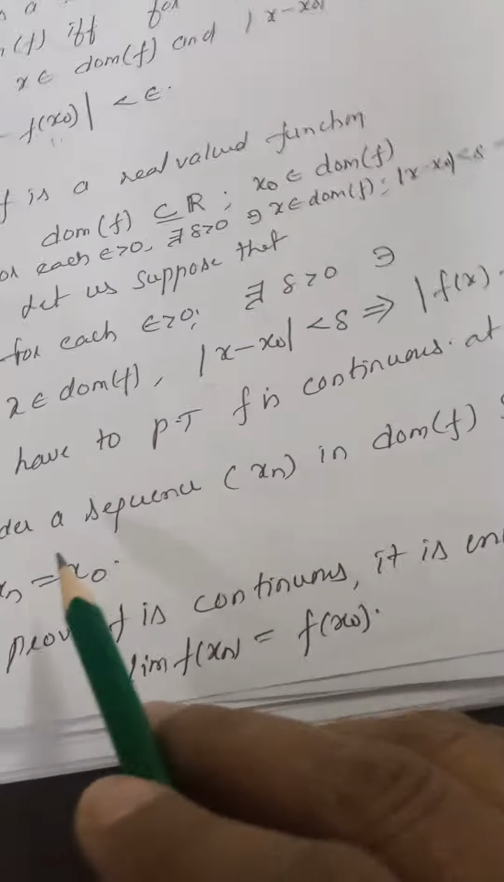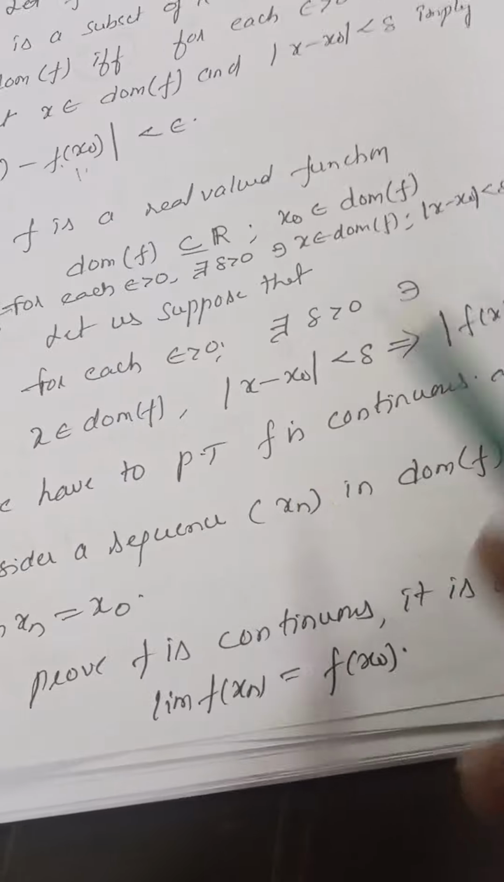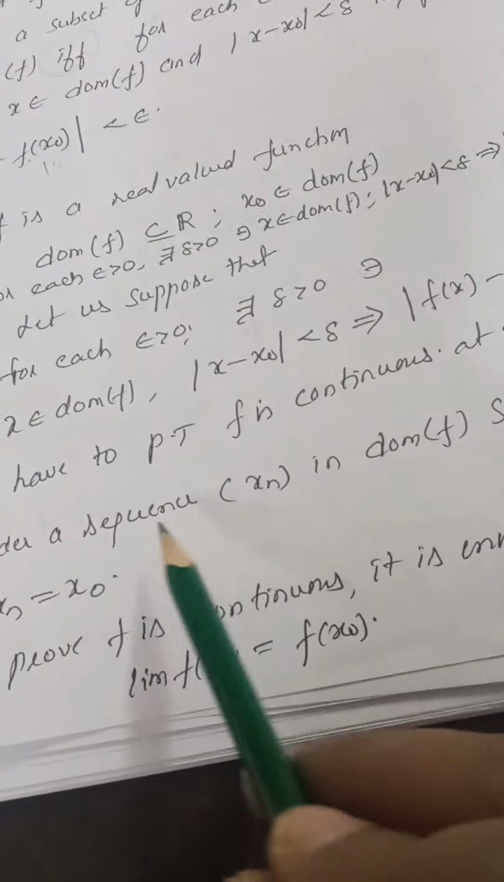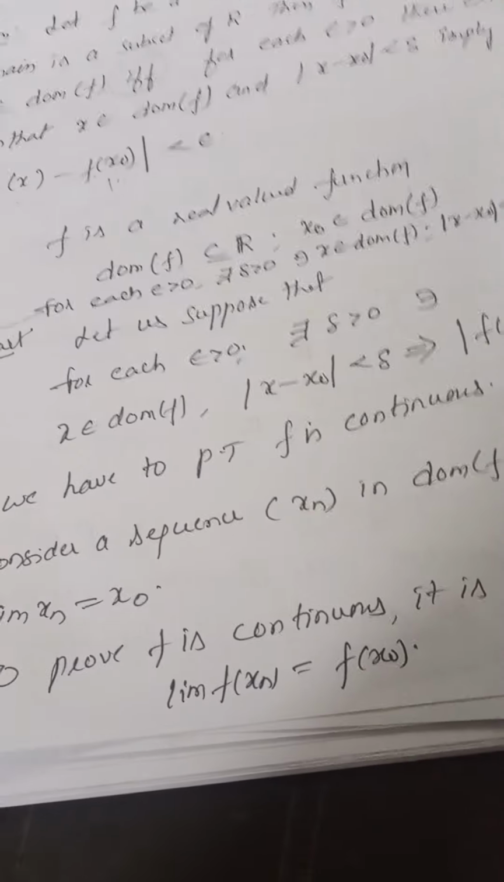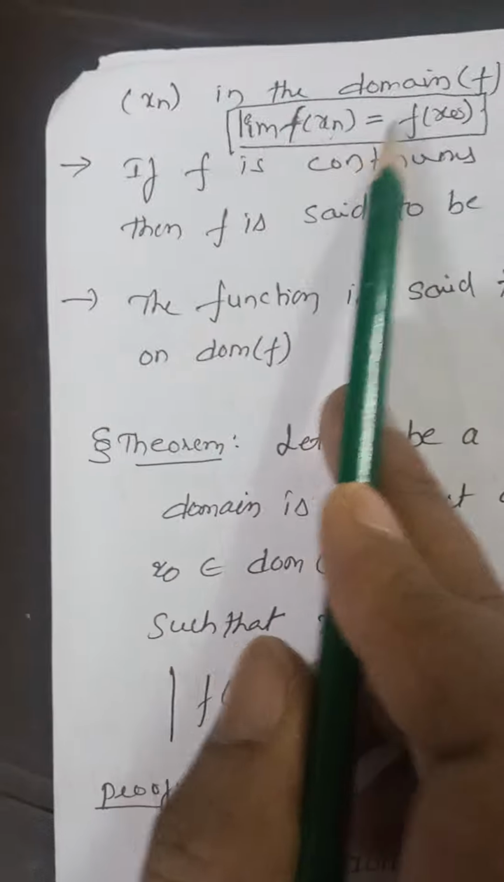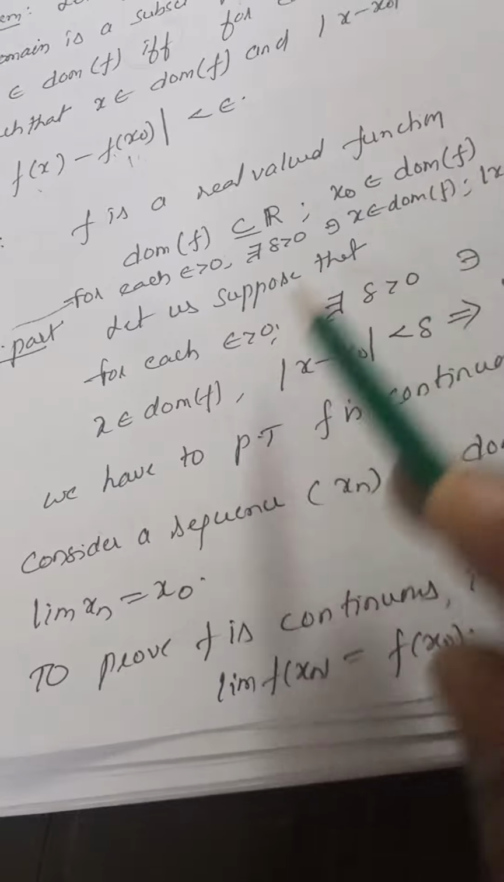See, now consider a sequence. To prove that thing, we have to take a sequence from the domain. That's why we are taking the sequence from the domain of f, such that limit xn is equal to x naught. There is a sequence which is convergent to x naught. Then we have to prove that limit of f of xn is equal to f of x naught. If we get this condition, we can say that f is continuous at x is equal to x naught with the help of this entire data.